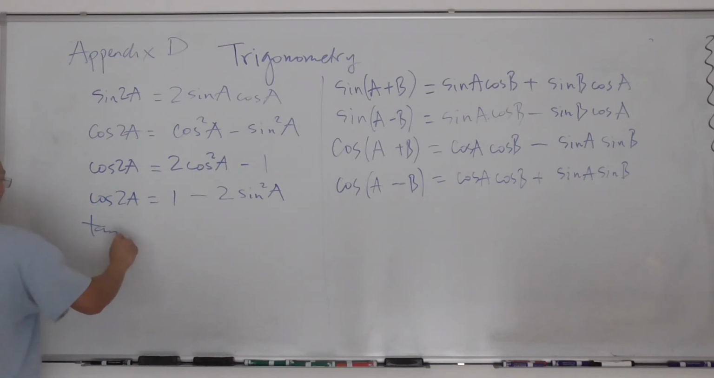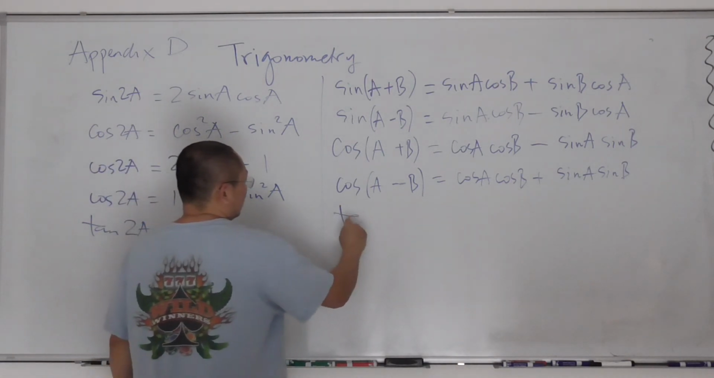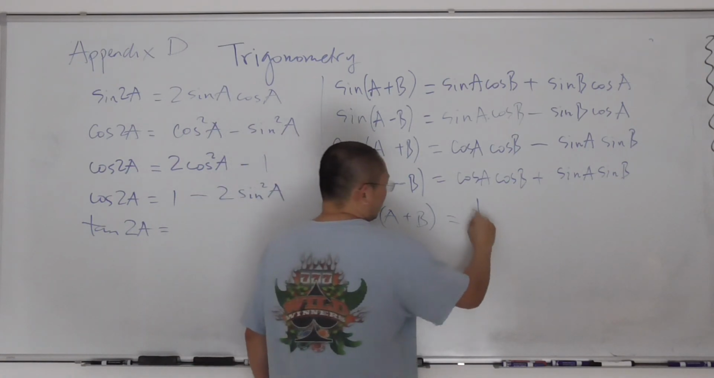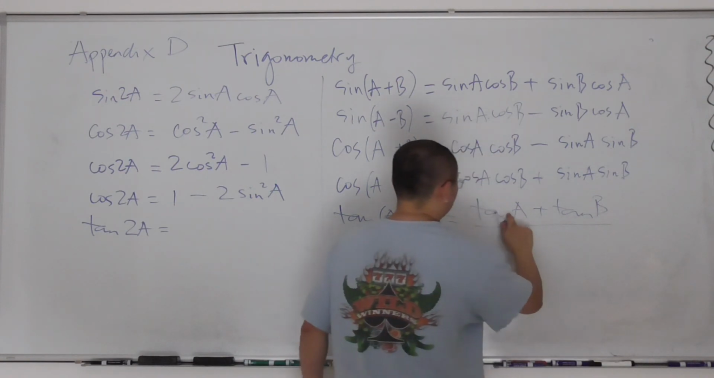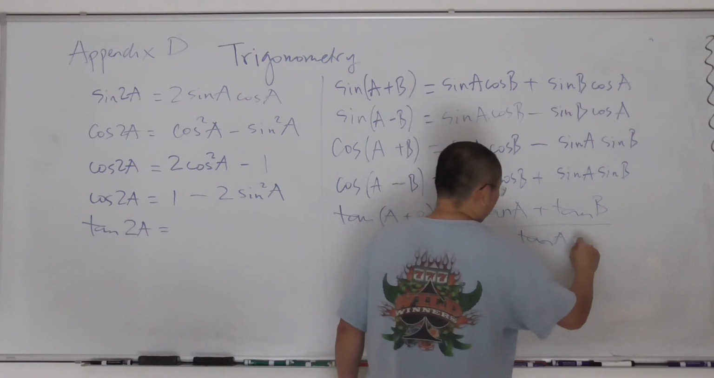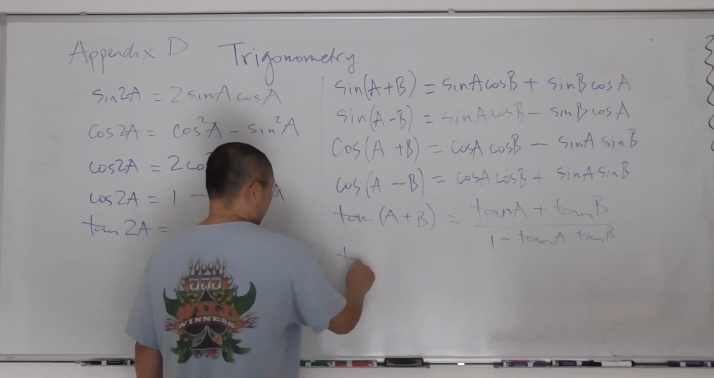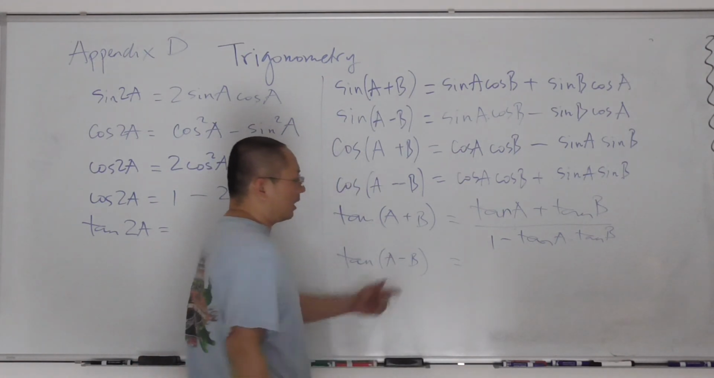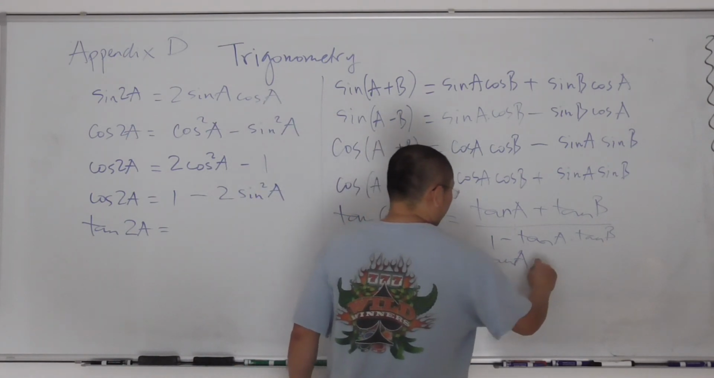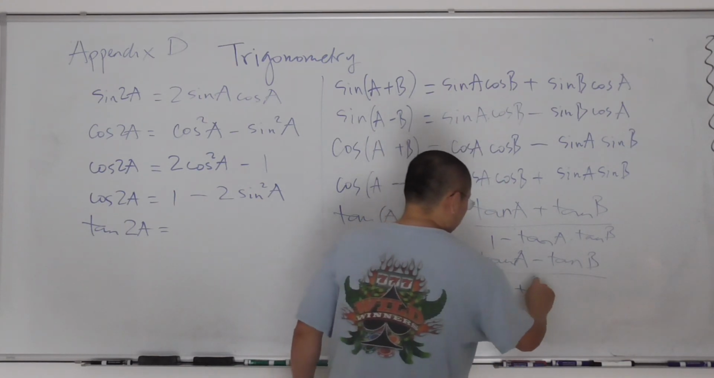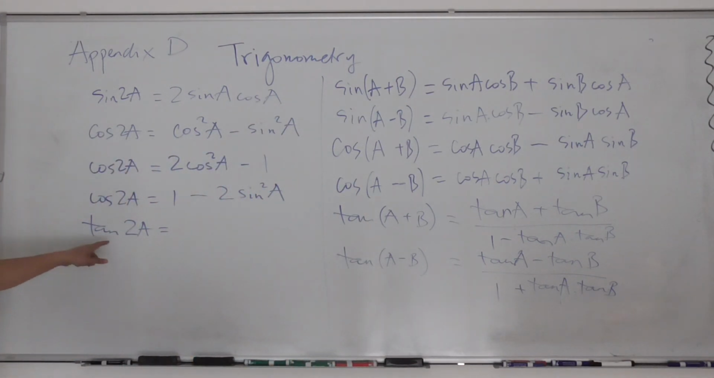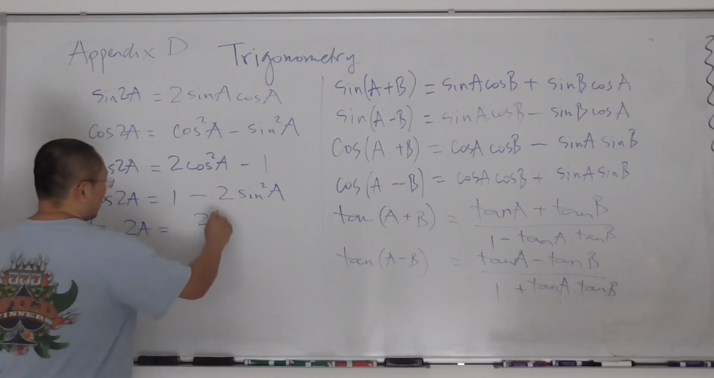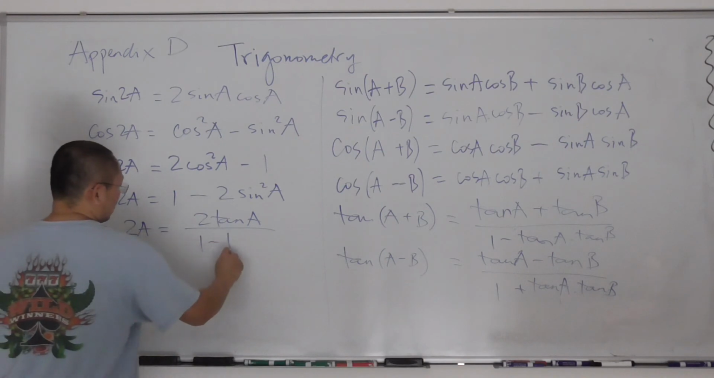What about tangent? Tangent of 2A is, oh, I forgot a tangent in here, so let me come back in here. Add more formulas. Tangent of A plus B is tangent of A plus tangent of B over 1 minus tangent A times tangent B. And of course, for the tangent of the difference of 2 angles, A minus B, you're going to change the sign, both top and the bottom. So tangent A minus tangent B over 1 plus tangent A times tangent B. Now we're okay to talk about double angle. Tangent of 2A, replace the B by A, so tangent of 2A is 2 times tangent A over 1 minus tangent square of A.